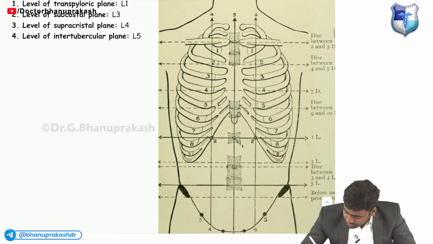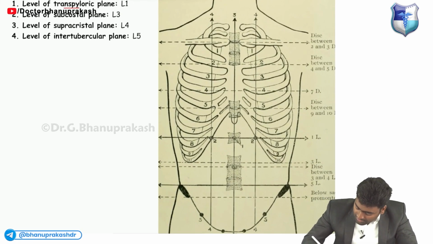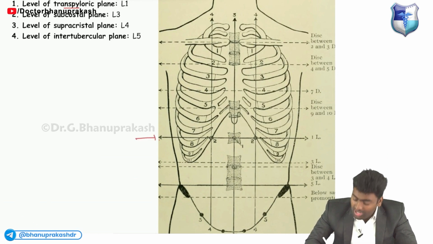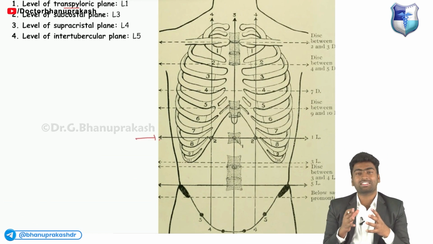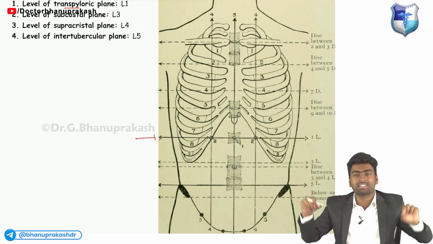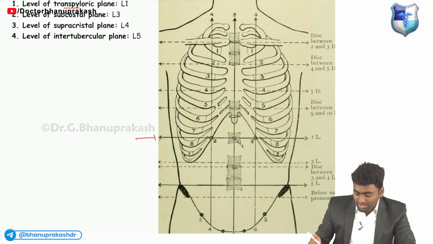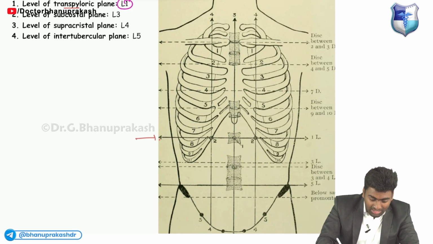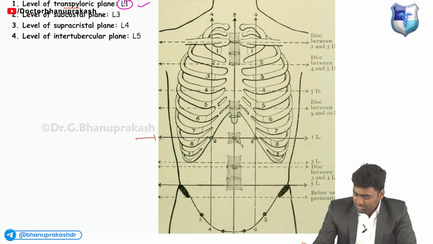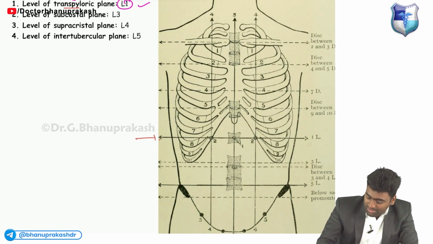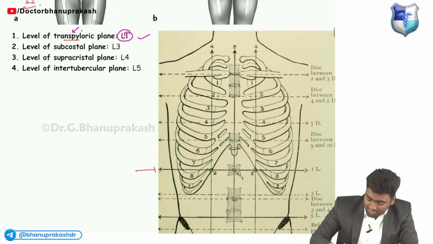If there is a line which transverses the pylorus of the stomach, at which level is it? It is at the level of L1. That is the transpyloric plane, which is at the level of L1.